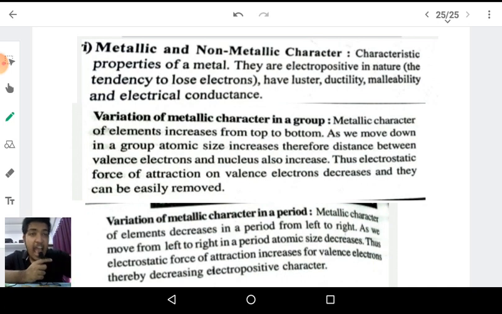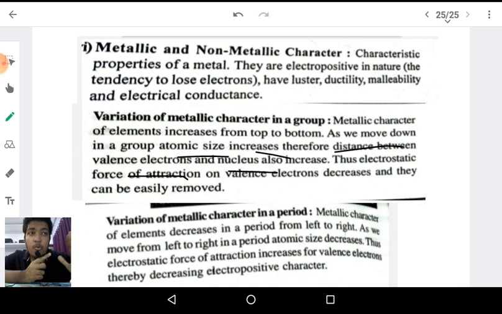What is the reason? As we move down, the atomic size increases. Therefore, the distance between valence electrons and nucleus also increases. Thus, the electrostatic force of attraction on valence electrons decreases, and hence they can be easily removed. So, if you can easily remove the electron, then it is going to be a stronger metal. But if you can't remove the electron so easily, then it is going to be a weaker metal. So, that is the reason why the metallic character is going to increase down the group, and it is going to decrease along the period. So we can say the opposite for non-metallic character. It is going to decrease down the group and increase along the period.